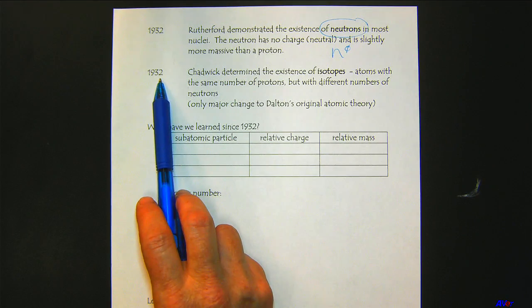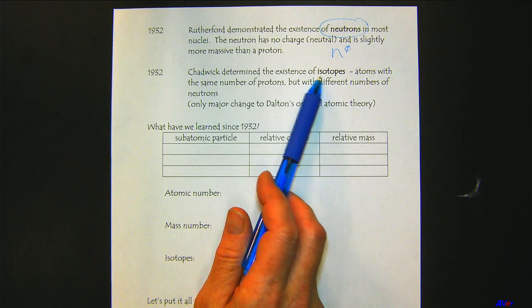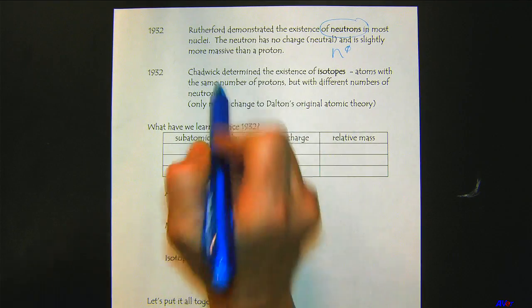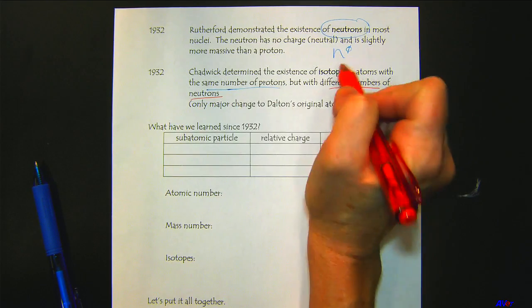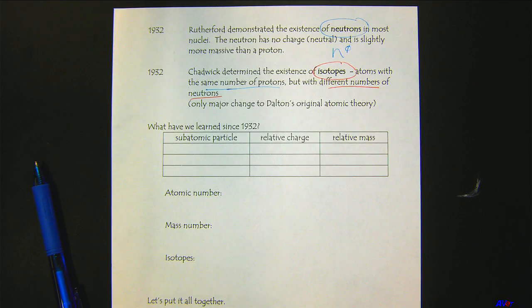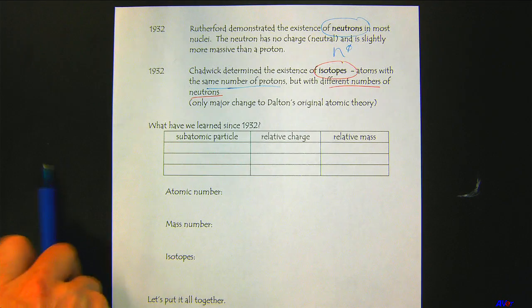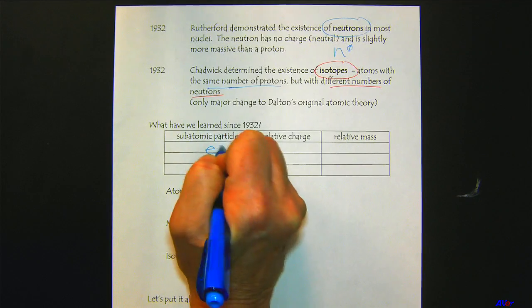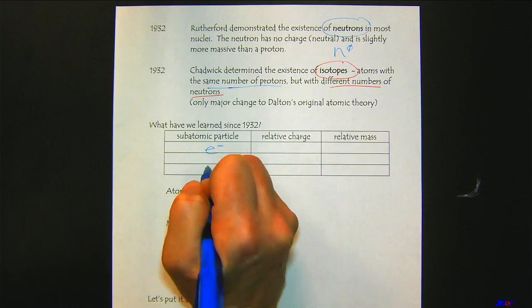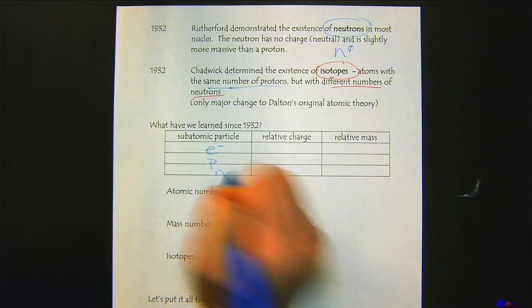And then this was the postulate of Dalton's atomic theory that we showed was wrong. It was this idea of isotopes, right? Atoms with the same number of protons, but different numbers of neutrons are isotopes. And we're going to look more closely at those in this course. But for right now, let's take a breath and say, okay, so what have we learned since 1932? Well, we've learned a lot, but for these 3 subatomic particles, we're in pretty good shape. Right? We have the electron, the proton, and the neutron.